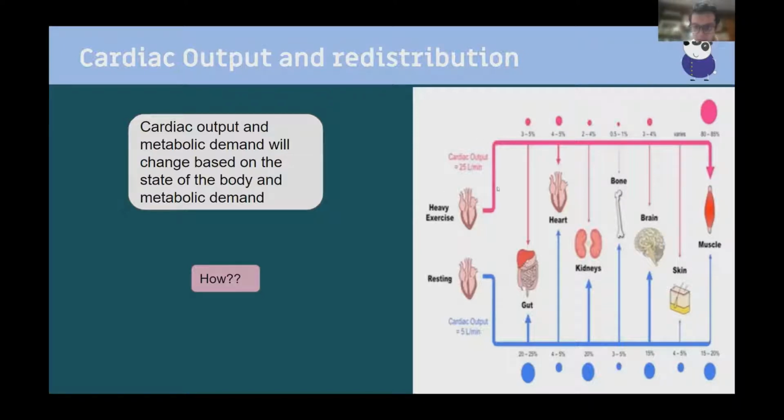So not only is the cardiac output increasing, or the amount of blood ejected from the left ventricle to the aorta, the distribution is also changing. And so the question we've got to ask is, how does the blood know where to go?